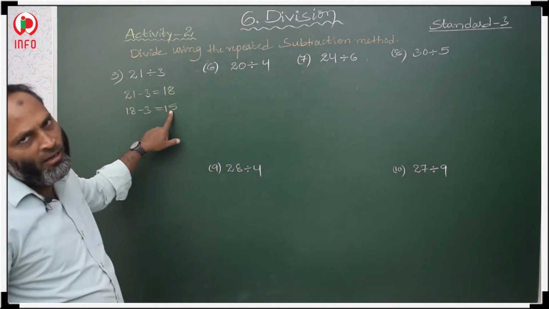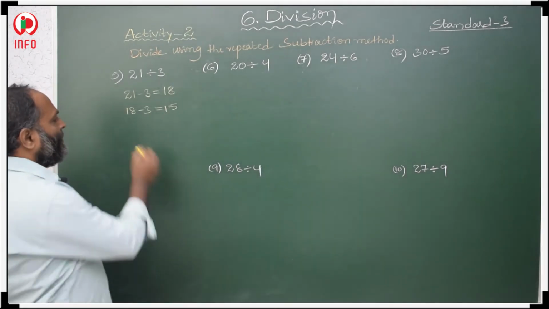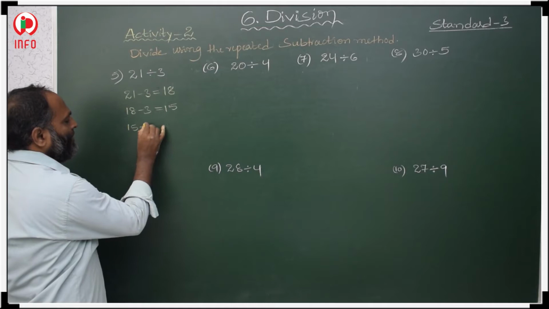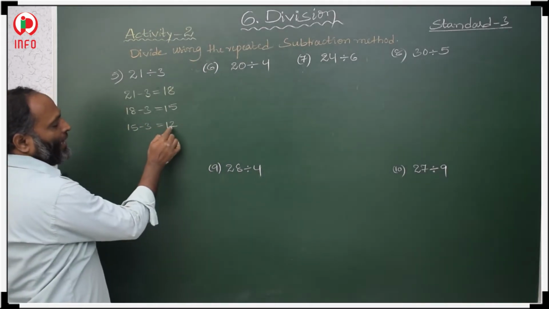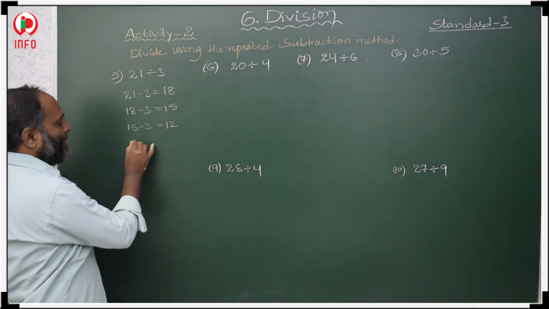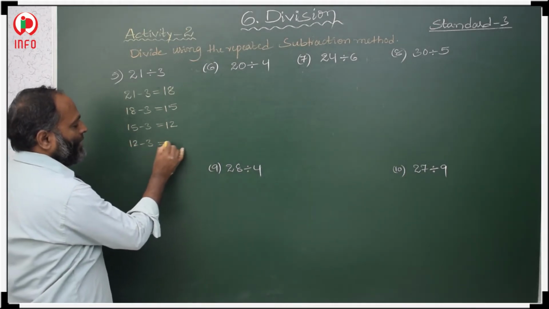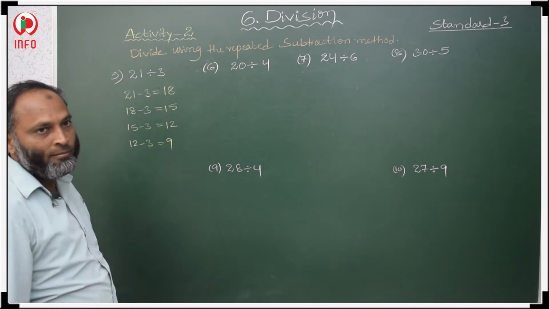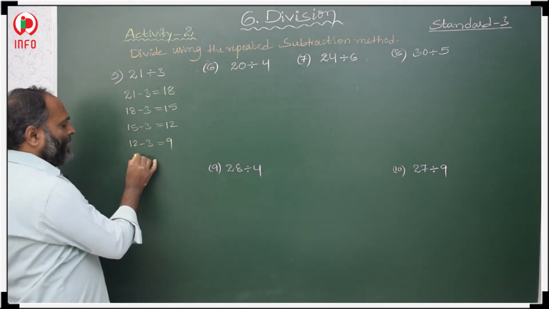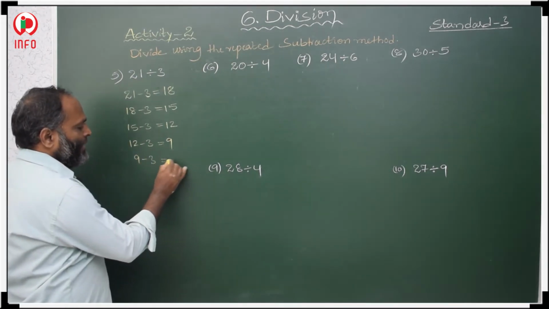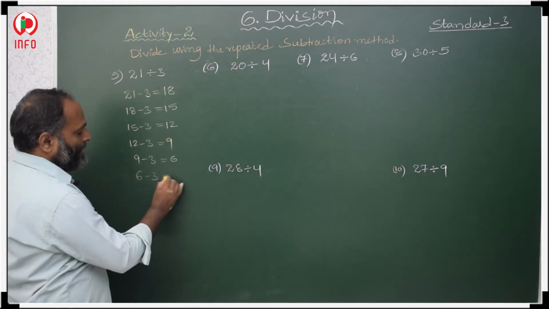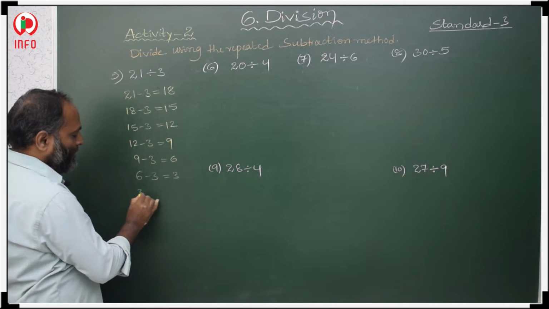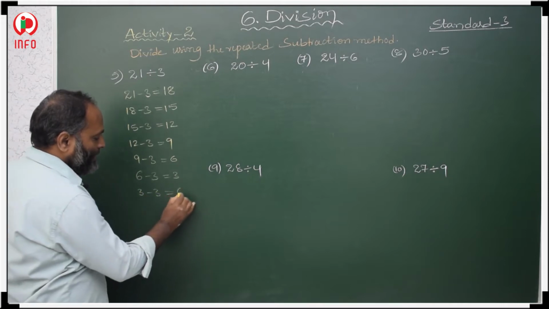Again this remainder or difference. So, 15 minus again with 3. Why? The divisor is 3, that is 12. Then again this remainder or difference, 12 minus 3 is 9. Again this remainder, 9 minus 3 is 6. Again this remainder minus 3 is 3. Again this remainder, 3 minus 3 is 0.